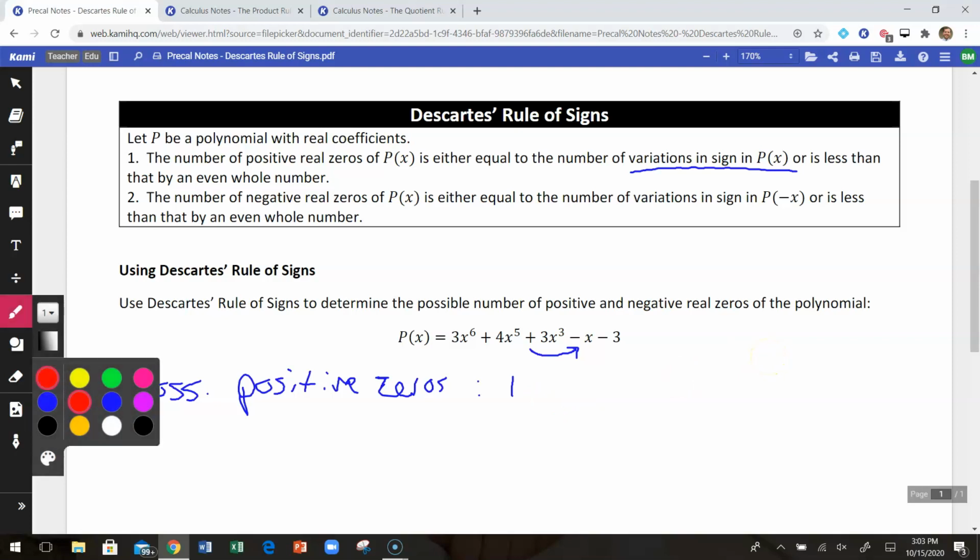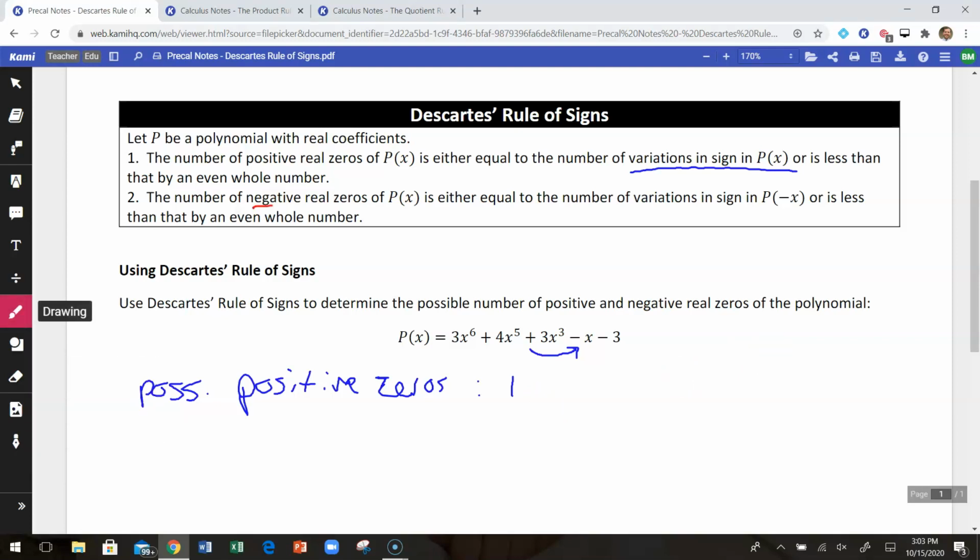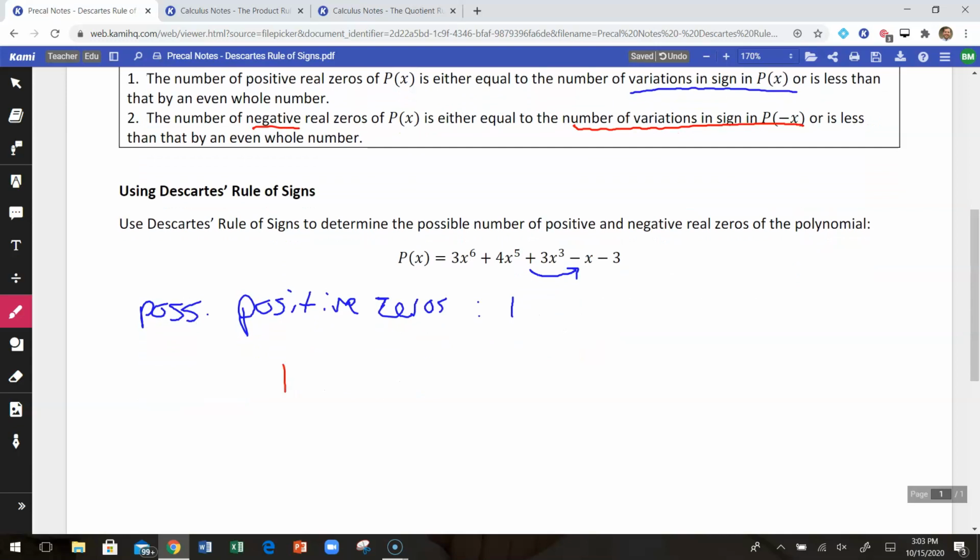Then we can also check the possible number of negative real zeros by counting the number of variations in sign of p of negative x. So first I have to figure out what p of negative x is. And the way you do that is we're going to plug in negative x for every single one of these x's here. Okay, I'm going to replace x with negative x.